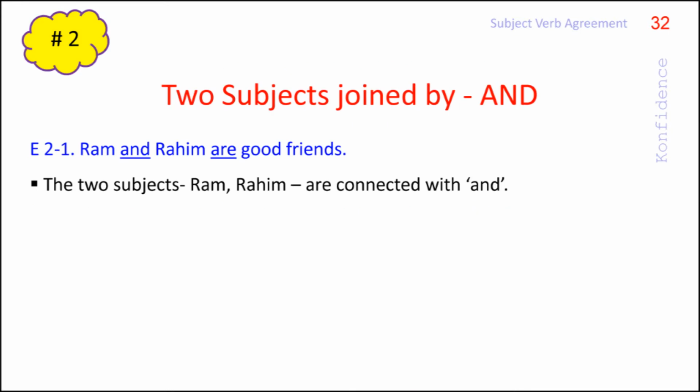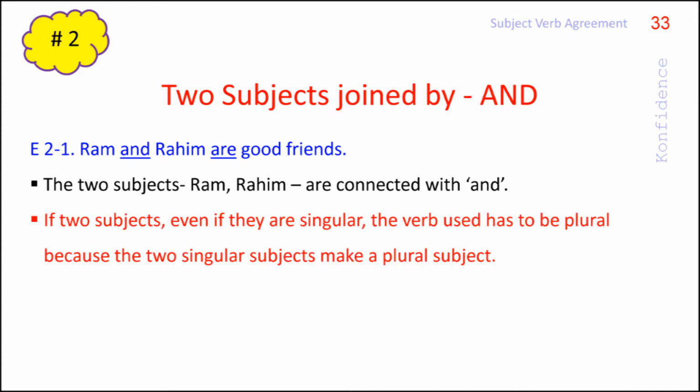Look at the first sentence. Here are two subjects. Ram, Rahim are connected with and. If two subjects, even if they are singular, the verb used has to be plural because the two singular subjects make a plural subject. So the plural verb are is used here. This is a general rule.